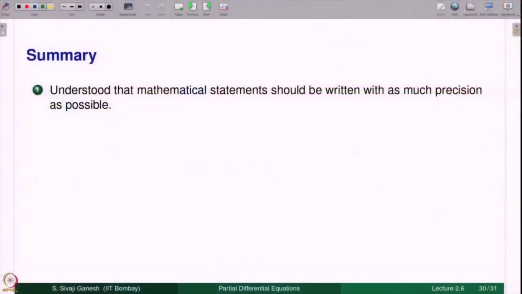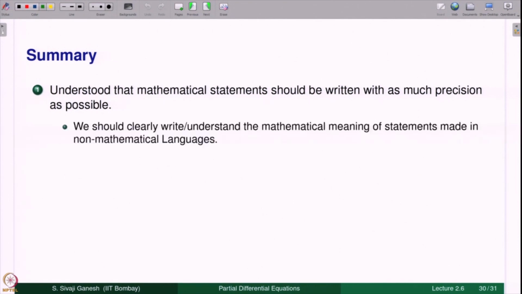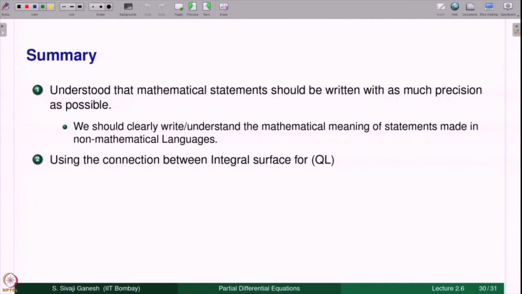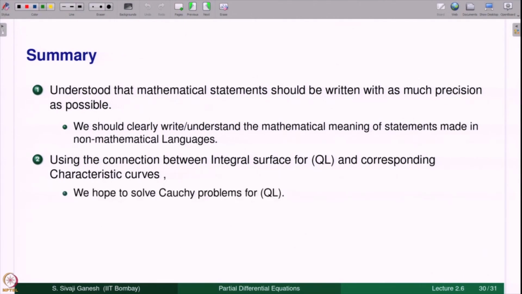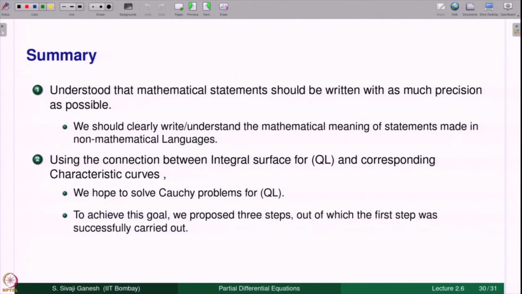Let us summarize what we did. We understood that mathematical statement should be written with as much precision as possible, full precision. In mathematical statement it has to be fully precise and everyone should understand the same meaning of the sentence. We should clearly write or understand the mathematical meaning of statements made in non-mathematical languages. Using the connection between integral surface and characteristic curves, we hope to solve Cauchy problems for quasi-linear equations. To achieve this goal, we proposed 3 steps, out of which the first step was carried out successfully.